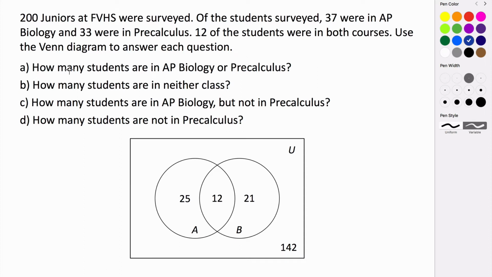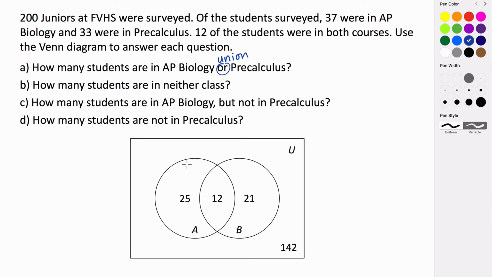Part A is asking how many students were in AP Biology or Pre-Calculus. If you remember, this "or" is asking how many students are in this class or that class or both. So this is the union of these two sets. To find the union, it's whatever's in the intersection and whatever's in each set individually, right? So the union is the number of students in AP Biology and the number of students in Pre-Calculus together, and then whatever overlap there is.